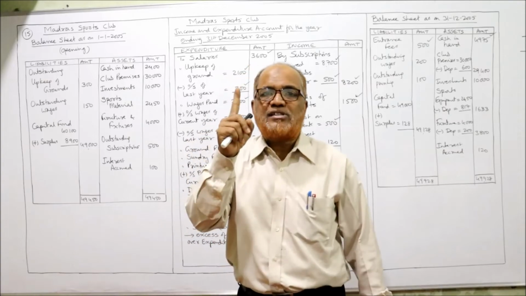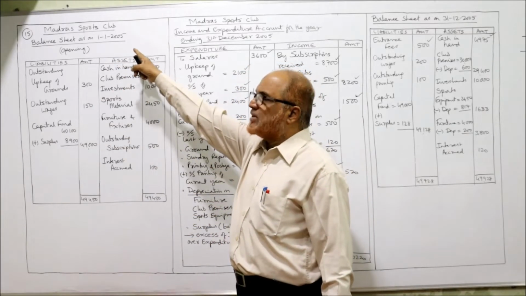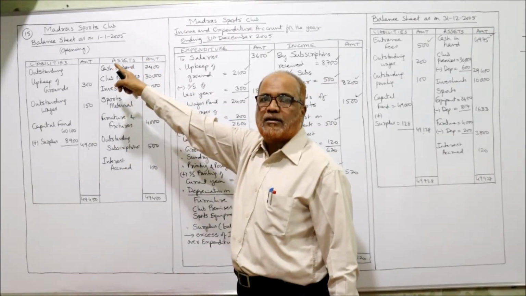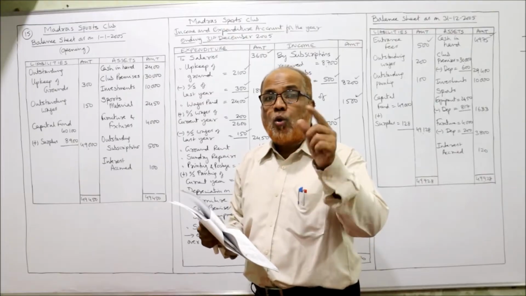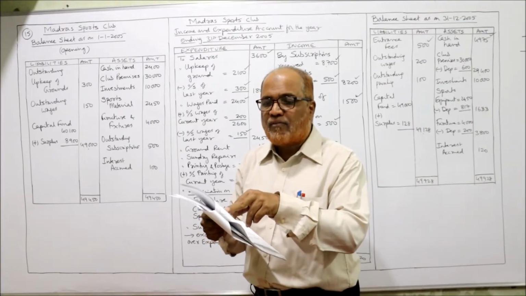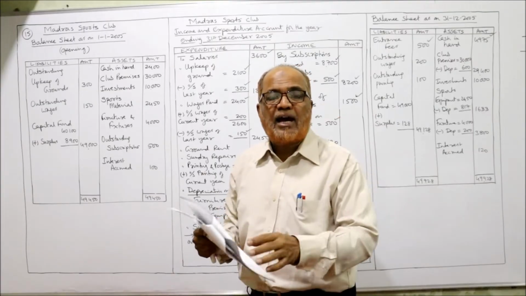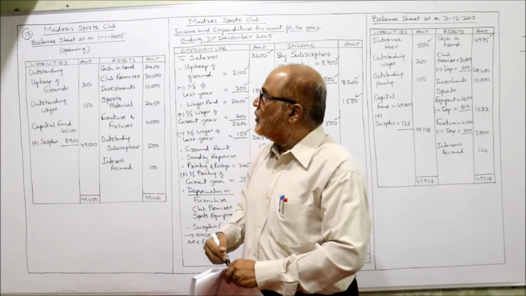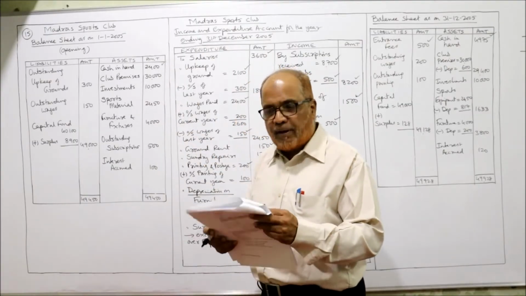Balance sheet as of 1st January 2005. Here, Madras Sports Club balance sheet as on 1st January 2005. Opening, right? First of all, cash book. In cash book, opening cash, you see how much. Balance on 1/1/2005, 2,400. The opening cash in hand, 2,400. So here I have taken cash in hand, 2,400. Alright? This is the opening balance.